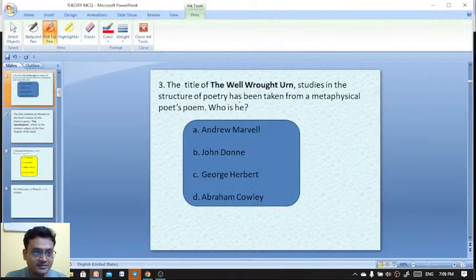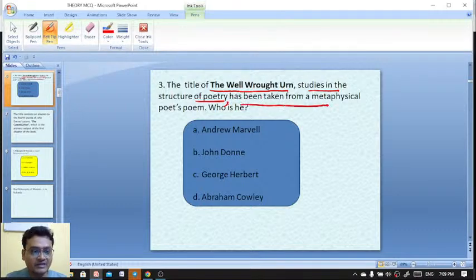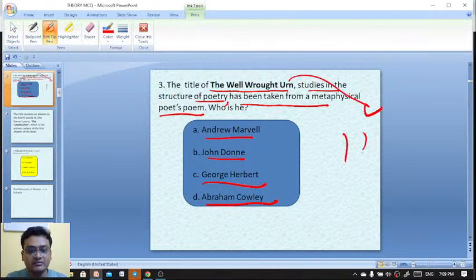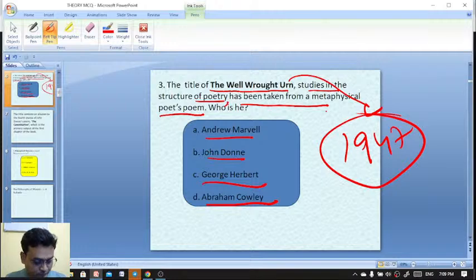Next question. These questions are also beneficial even for the UGC NET exam. The title The Well Wrought Urn, with the subtitle Studies in the Structure of Poetry, has been taken from a metaphysical poet's poem. Who is he? Andrew Marvell, John Donne, George Herbert, or Abraham Cowley? The Well Wrought Urn is a work by Cleanth Brooks, and this work was published in 1947. Now tell me, here is question number 3.